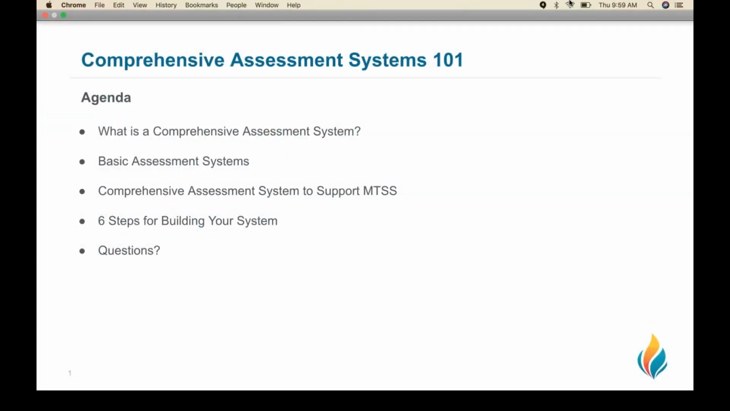In this session, we are going to cover a few different topics. What is a comprehensive assessment system? Sort of defining it. The basic assessment system, and that's really the components that make up a basic assessment system. Comprehensive assessment systems to support MTSS. So what are those additional elements that get added into your system when you put an MTSS lens over an assessment system? And then we're going to give you 6 practical steps for building a system in your district. And again, when we say building, we really mean refining what you've already built. And then if there are any questions, we'll take some questions.